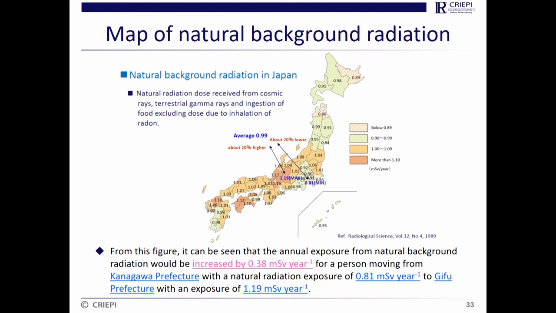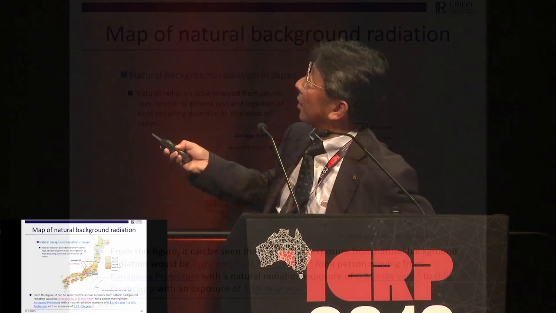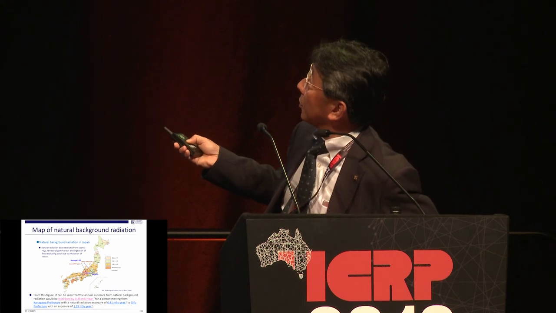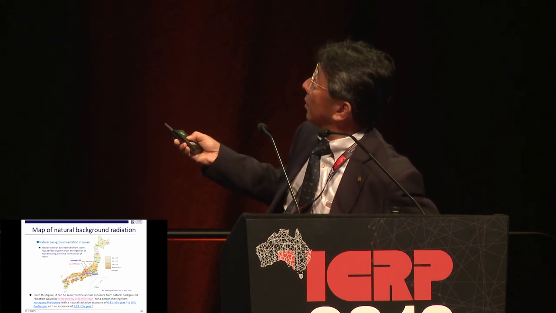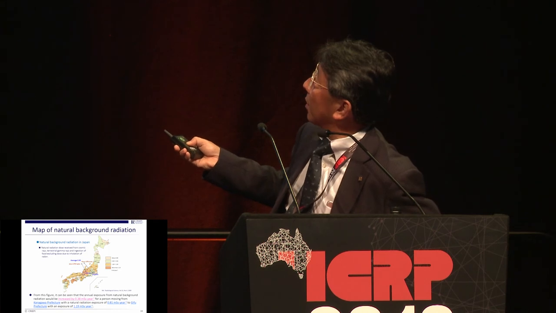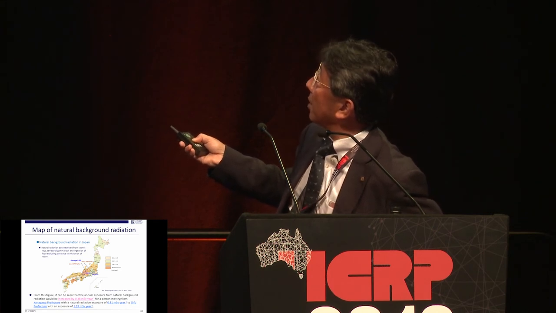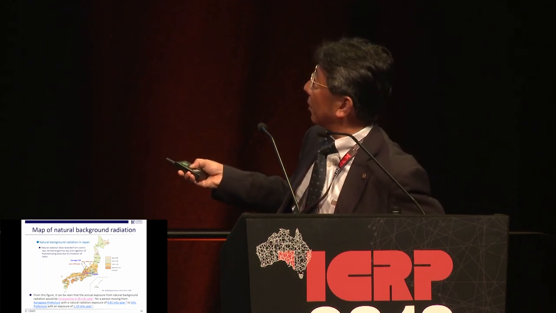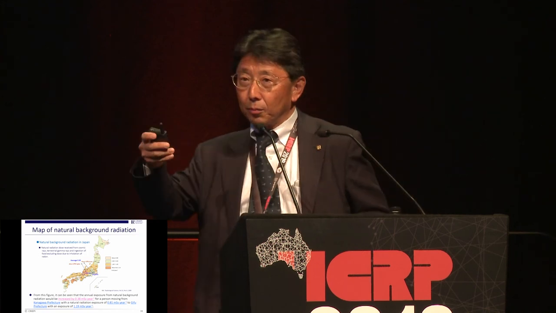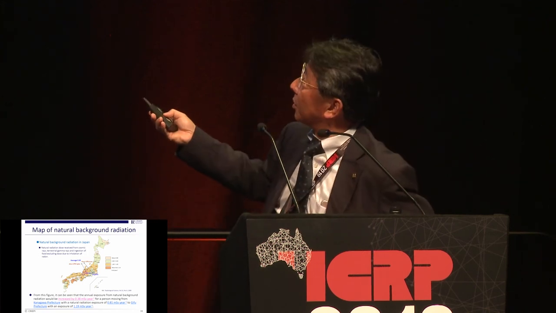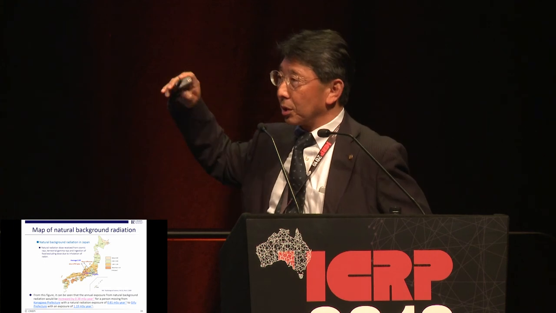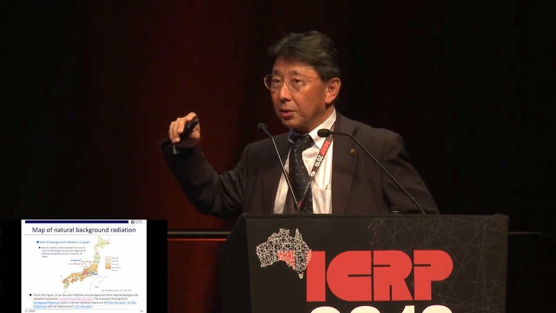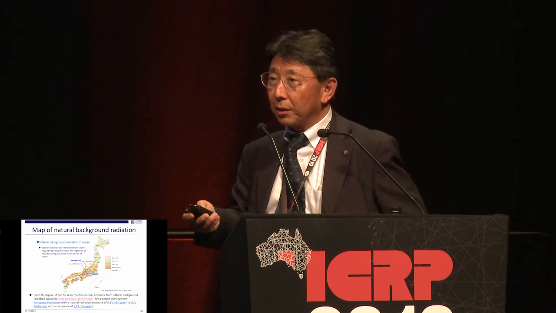This is a map of the natural background radiation, including the cosmic ray, terrestrial gamma, and ingestion of food, and excluding the radon. The average value is 0.99, the minimum 0.81, and the maximum is 1.19. So the difference is 0.38 millisievert per year, which people can understand when moving their living area between these prefectures. But this is too small a number to explain, to gain the understanding of the Fukushima residents at that time.